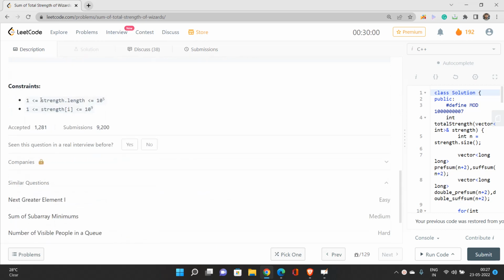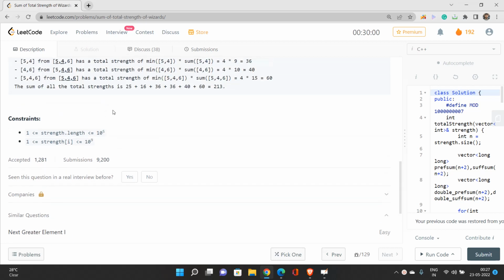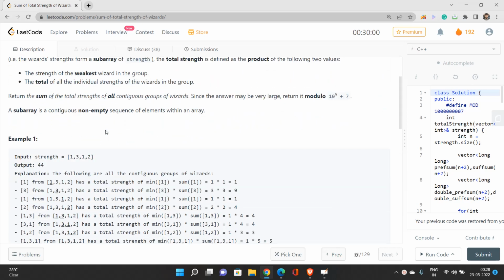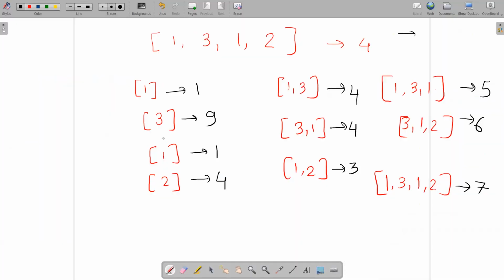I will talk about the examples, but first let's look over the constraints. The max length of the array is 10 raised to the power 5, so an O(n square) time solution will not be accepted. We will be focusing on an O(n) time and O(n) space solution. In this video I will be dealing with that efficient solution. So let's understand the problem with the help of examples.